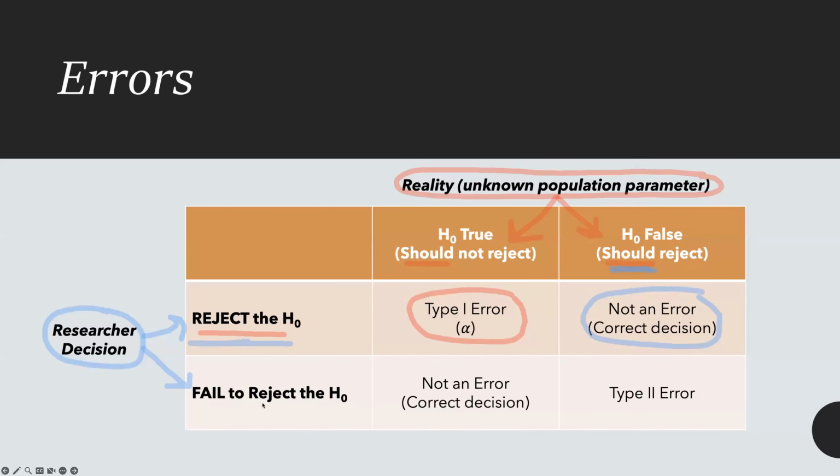Now, by contrast, if we fail to reject the null hypothesis, and we should fail to reject it because it's true, this is our correct decision. So these match. We're looking at fail to reject the null hypothesis and should not reject that the null hypothesis is true. The error that you can run into if you fail to reject the null hypothesis, but you shouldn't, is a type 2 error. So this is a false negative. This is where you didn't find anything, but you missed it, that the null hypothesis is in fact false, and so you should have rejected it.